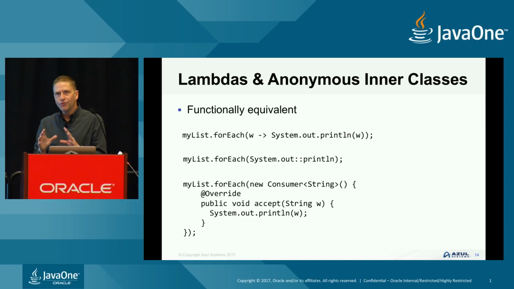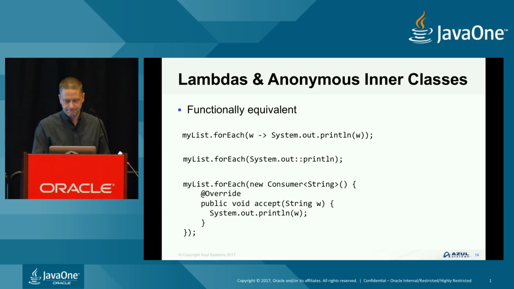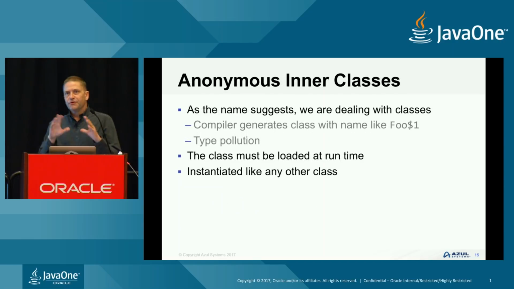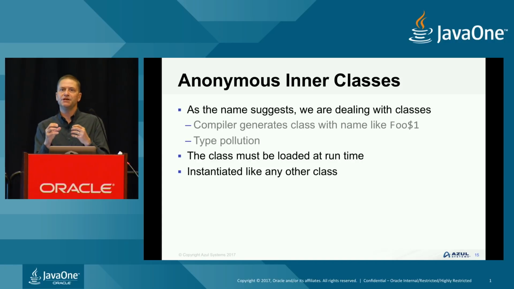Great. The important thing about these is that none of these do anything different. They all do exactly the same thing. But how they compile is different. So we look at anonymous inner classes. The key thing here, as the name suggests, is that we're dealing with a class. So when that code gets compiled, the compiler looks at what you've done and says, you are trying to represent an interface, but you can't do that because you need a concrete class in order to generate an object of that type. So the compiler will generate a class for you, an anonymous class.